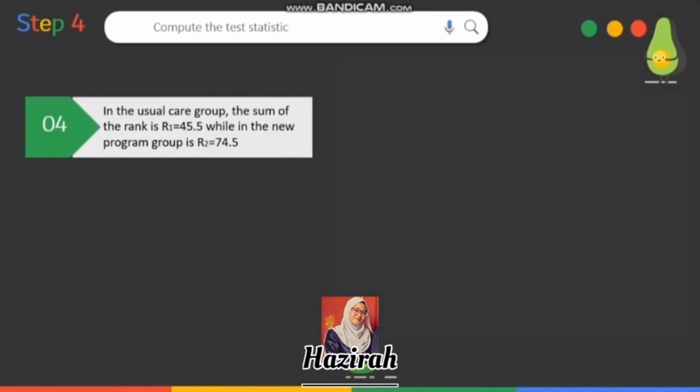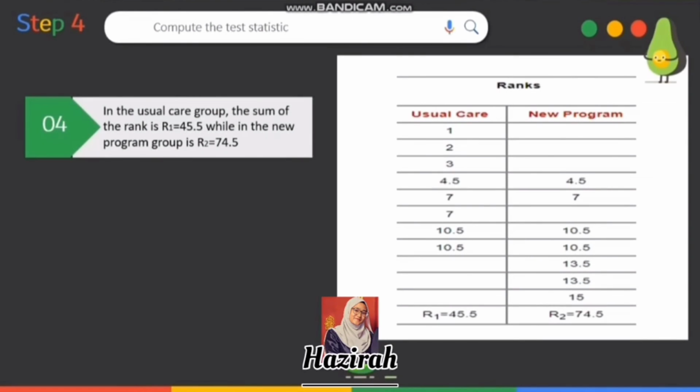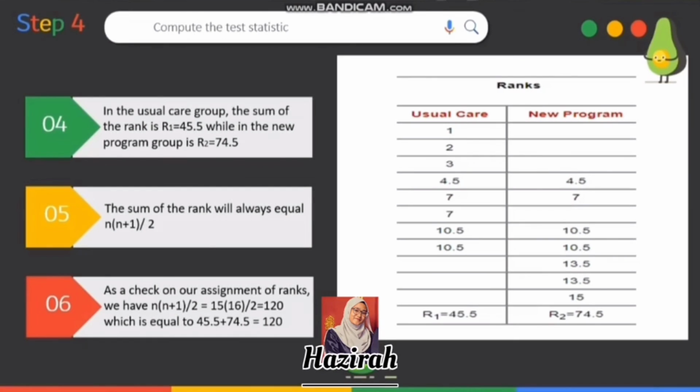In the usual care group, the sum of the ranks is R1 equal to 45.5, while for the new program group it is R2 equal to 74.5. The sum of the ranks will always equal n times n plus 1 over 2. As a check on our assignment of ranks, we have 15 times 16 over 2 equal to 120, which equals 45.5 plus 74.5 equal to 120.